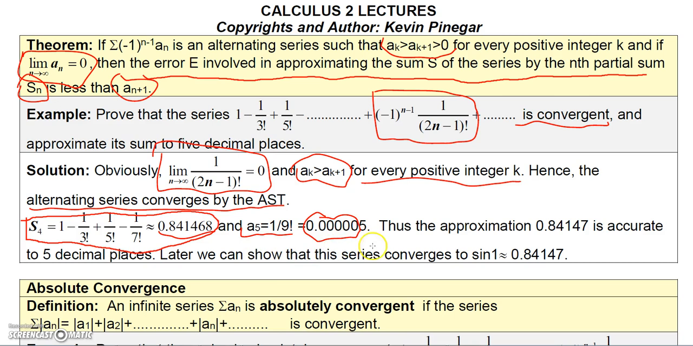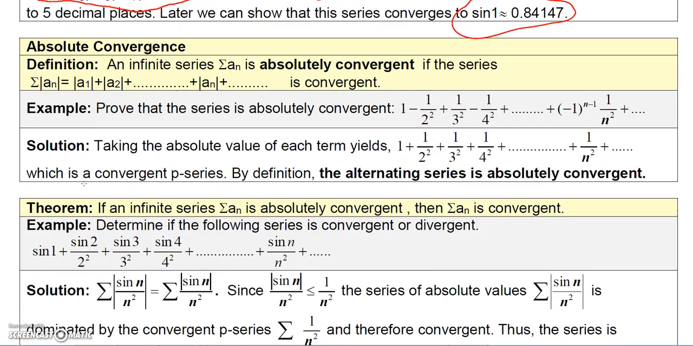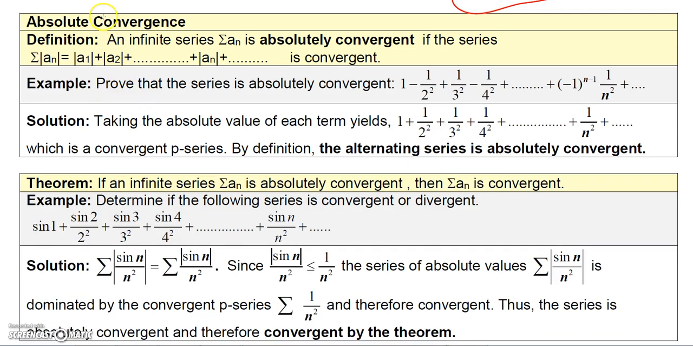Okay, now later we can actually show that the series converges to the sine of 1 radian, which is approximately 0.84147. Okay, now the next thing I want to talk about is absolute convergence. And if I'm going a little too fast, just freeze the video if you need to.